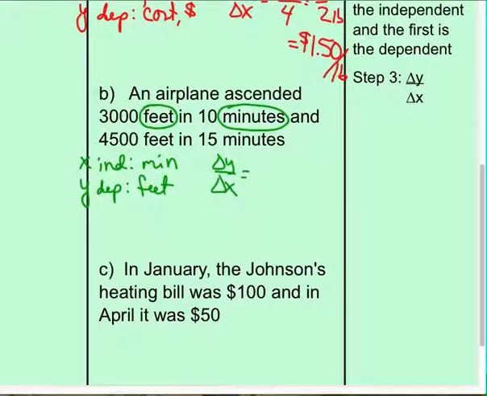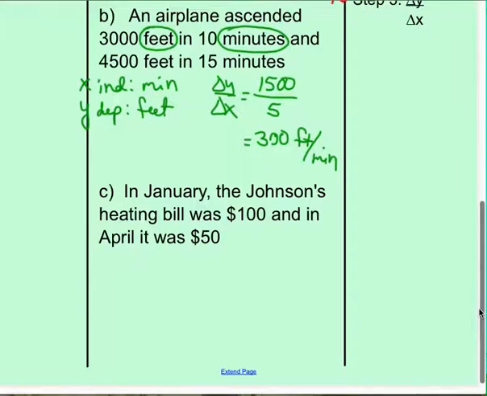So looking at our change in feet, we went from 3,000 to 4,500, so that's 1,500 feet that it increased. And then we went from 10 minutes to 15 minutes, so that was an increase of 5 minutes. So we're going to simplify this. 5 goes into 15 3 times, and 5 goes into each of the zeros 0 times. And labeling our rate of change, feet per minute. So on average, the plane rose 300 feet per minute.